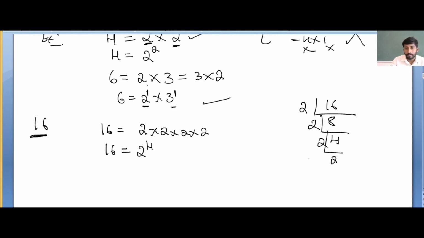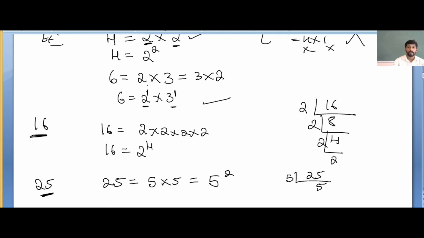Now consider the next number, 25. In this case clearly 25 is not a prime number. Decompose 25. Start with 5, 5 5s are 25. So you can write 25 is equal to 5 into 5, which is equal to 5 square. Now see, here also product of prime numbers is there, here also, here also. That is our fundamental theorem of arithmetic. Take any composite number, we can write that composite number as a product of prime numbers.